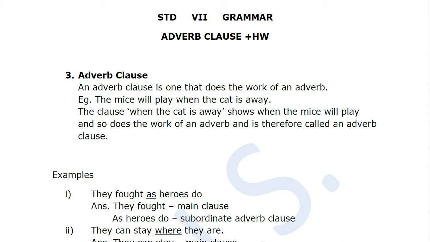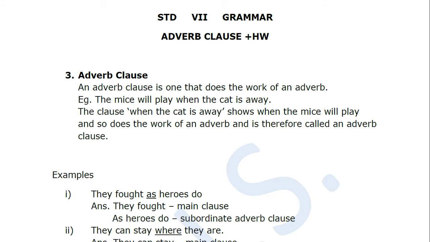Okay. So, now just have a look at this adverb clause. An adverb clause is one that does the work of an adverb. Example: the mice will play when the cat is away. Now in this, you see your subordinator. What is your subordinator? When. So you know your subordinate clause starts from here. Now let's see the main clause. The mice will play. Yes, this is a perfect, complete sentence. So it becomes a main clause and the rest of it is subordinate clause.